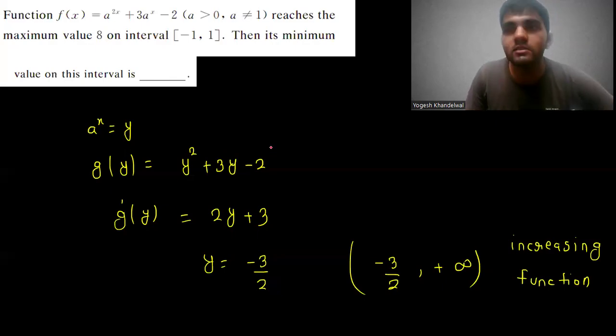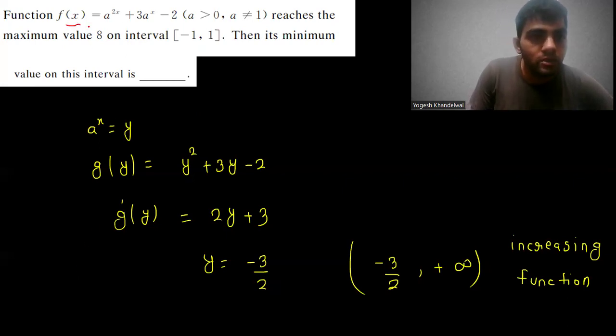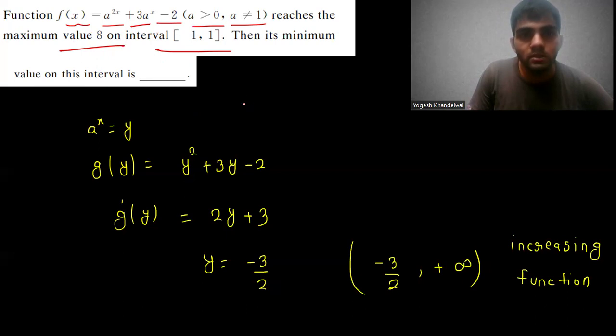So hello guys, in this video we are going to solve this problem. It says that the function f of x is equal to a raised to power 2x plus 3 multiplied by a raised to power x minus 2, where a is greater than 0 and a is not equal to 1, and this function reaches a maximum value of 8 on the interval minus 1 to 1, which means x belongs to minus 1 to 1.